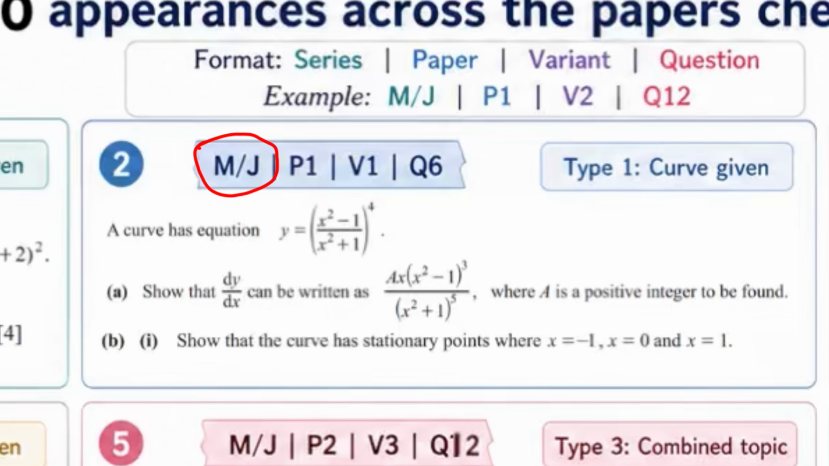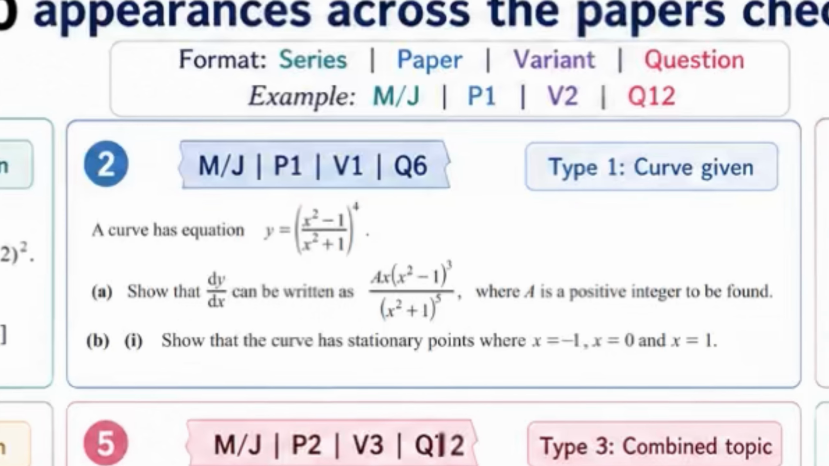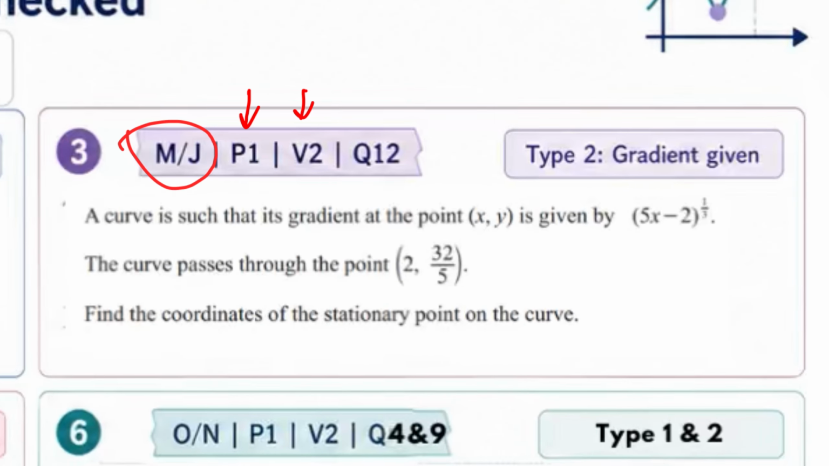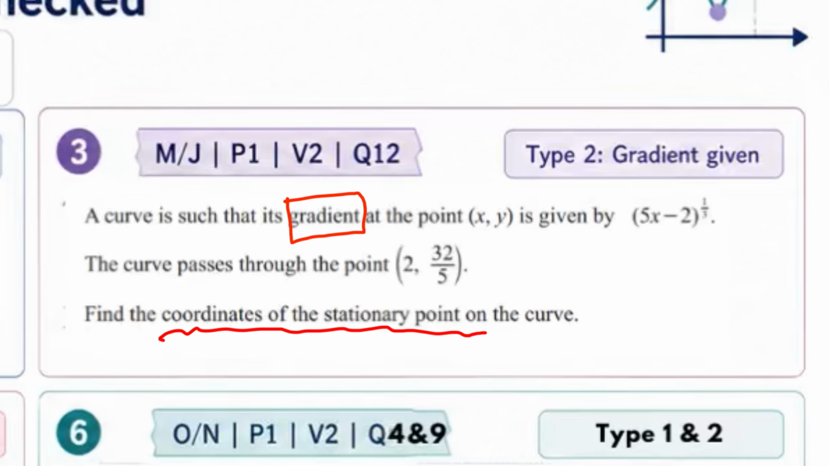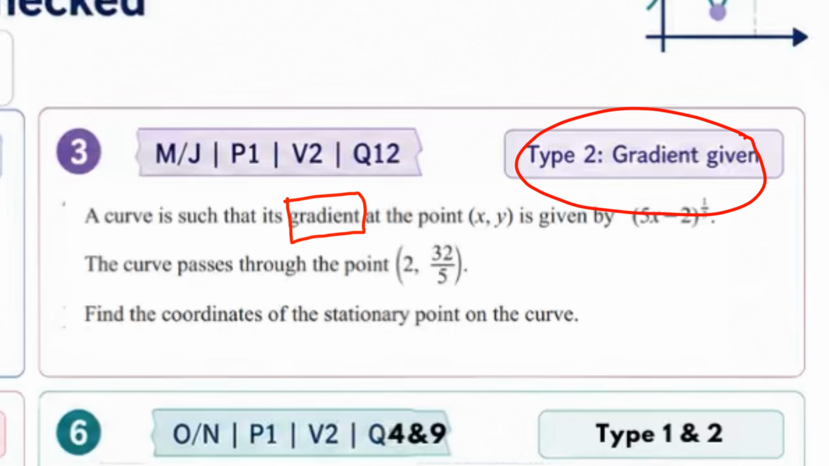May, June, paper 1, variant number 1. The keyword here is stationary point and a curve is given. May, June, paper 1, variant 2. They ask you to find the stationary point, but the information given is a gradient instead. So this is type 2.